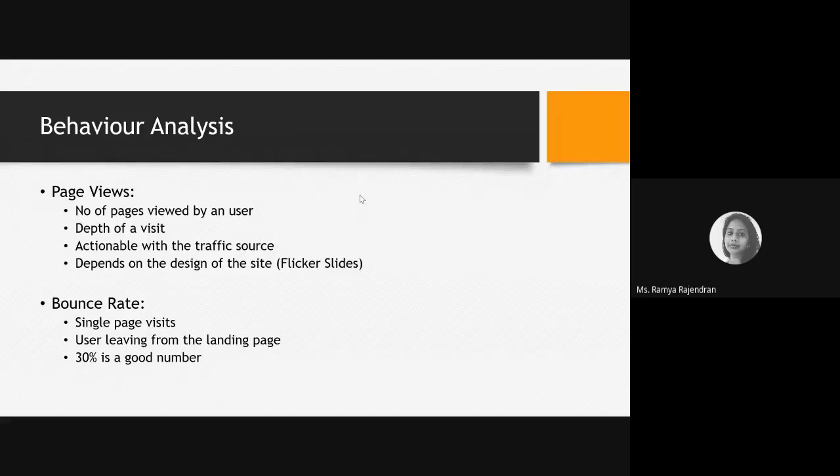This metric will be actionable when one segments the page views according to the traffic sources. For example, say 10 people visit the website from LinkedIn and 20 people visit from Facebook, and then you can find out who looked at more pages. Is it people from Facebook or people from LinkedIn?